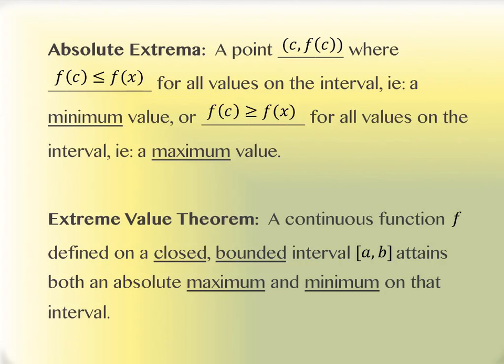Now, the math notation for what we're talking about is we have a point c, f of c, just an xy ordered pair, where f of c is less than or equal to f of x. That means it's smaller than all of the other surrounding values. Not just the surrounding values, but all of the other values, every other value. Well, if it's smaller than all of them, then it's a minimum. And likewise, on the second line, if the function value is larger than all of the other values, then it's a maximum.